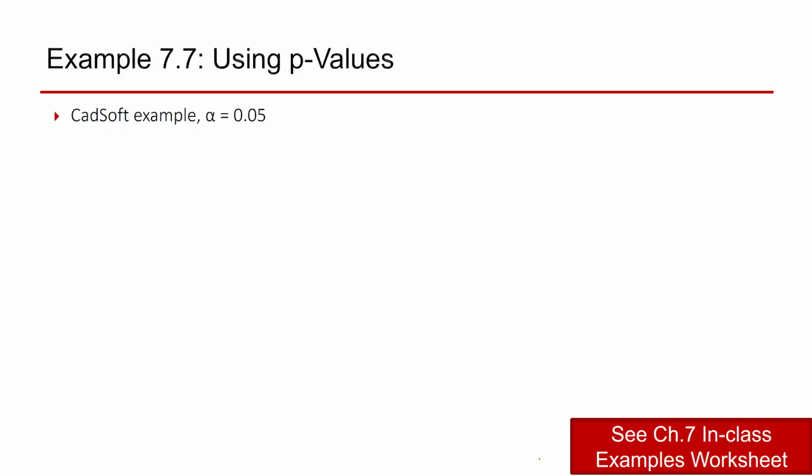So let's go back to the CADSoft example. Assuming alpha is 0.05, the significance level, and we want to calculate our p-value. So let's draw a picture of our test. I always recommend drawing a picture, especially when you're learning about hypothesis testing. So we've got our t-distribution centered at 0, and remember our test statistic is negative 1.05, right? So now we need to determine what to do with that to get our p-value.